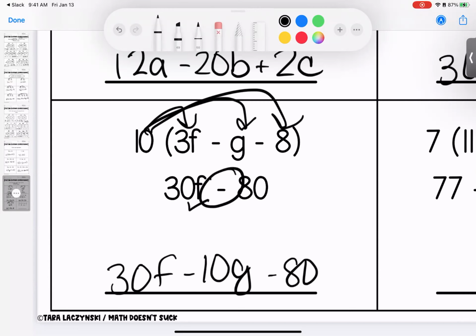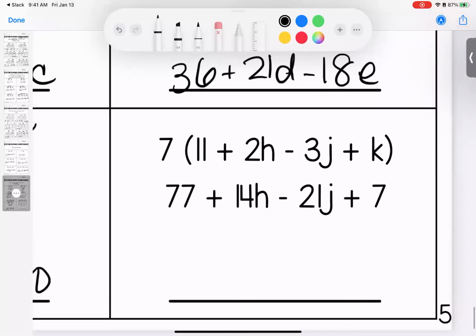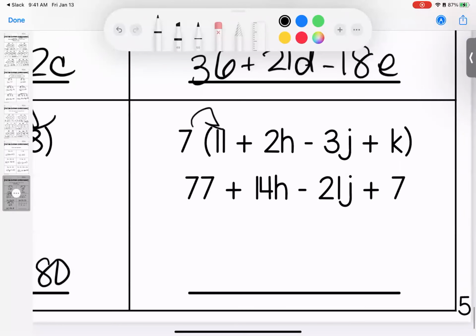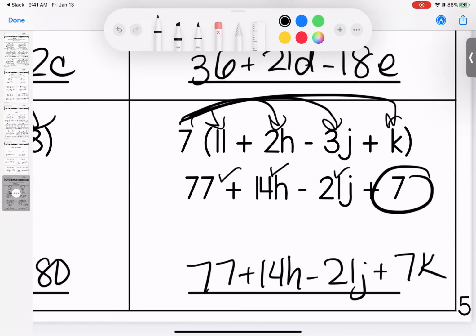Last one over here. Sharing out our 7 with all of our friends. There we go. Perfect. 7 times 11, this checks out. 7 times 2, this checks out. 7 times -3, this checks out. But this one is missing the k. So 77 plus 14h minus 21j plus 7k. That brings us to the end for this week. Questions? Bring them to class.